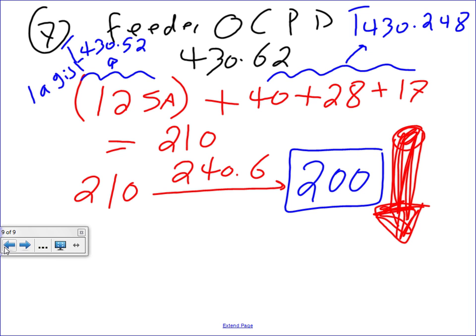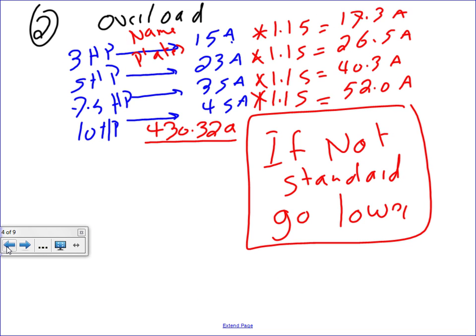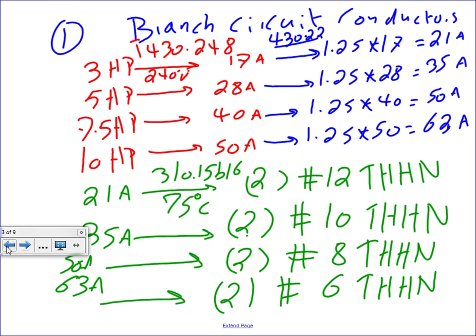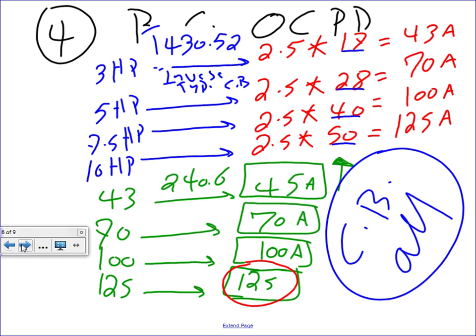What you're saying is here. Go back to the overcurrent protection device. Here's my overcurrent protection device, right? Branch circuit overcurrent protection device, number 4. After you went to 430.52, you came up with 125. Then you checked under 240.6 if 125 is standard. It happened to be a standard. If it wasn't a standard, we could have gone up.